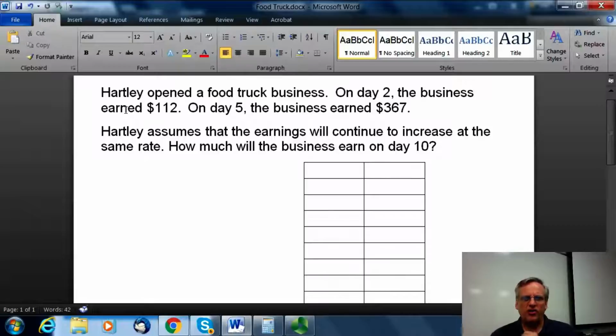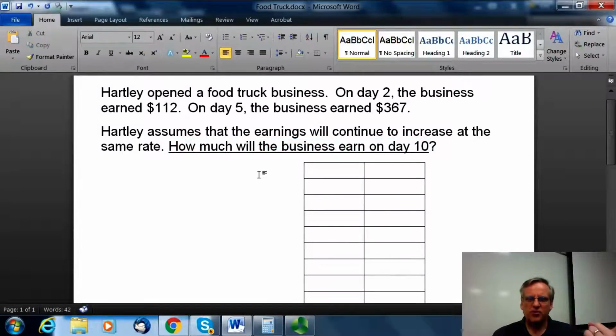So let's see, Hartley assumes, there's trouble. Hartley needs a lesson in business there. It's always dangerous to assume anything. He assumes that the earnings will continue to increase at the same rate. Wow. Well, I hope they do, Hartley. How much will the business earn on day 10? So I always like to work back from the question mark. How much will the business earn on day 10 is really what it's asking me to try to solve here.